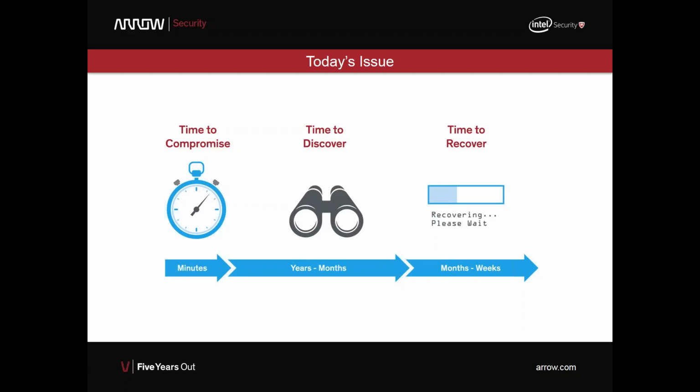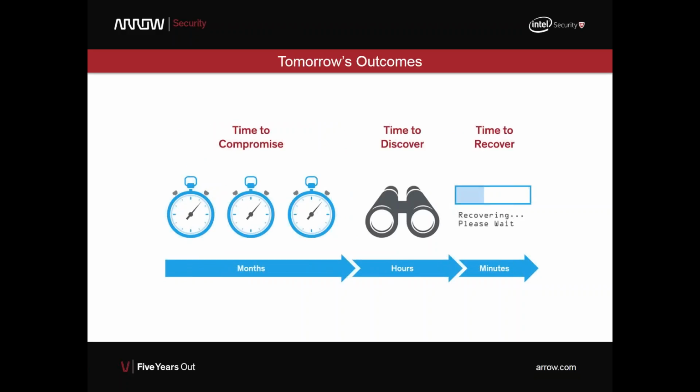So the idea is to flip this diagram to this. So we want to have the time to compromise going from seconds and minutes to months, possibly even years. Discover brought down to minutes and hours. So as an IT techie, administrator, wouldn't it be great if you had a solution that would tell you there is a vulnerability, there is a risk, there is a threat in a matter of minutes and hours of discovering it?